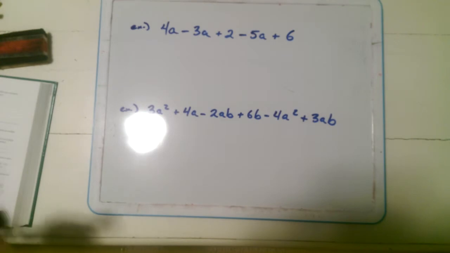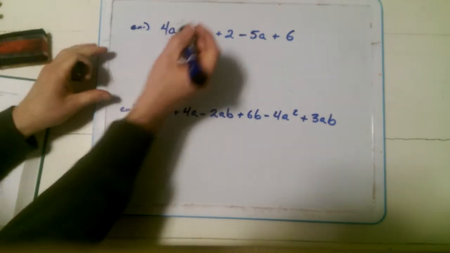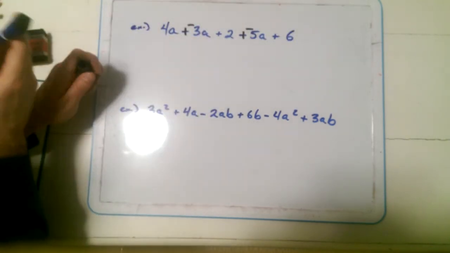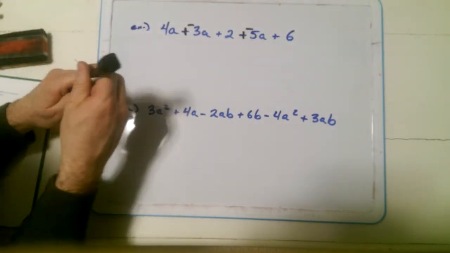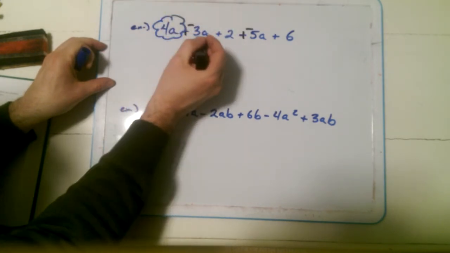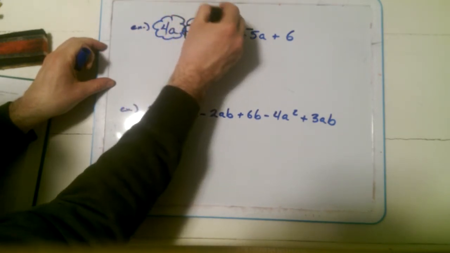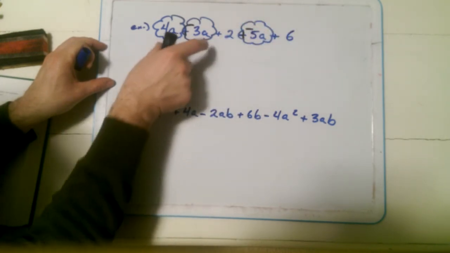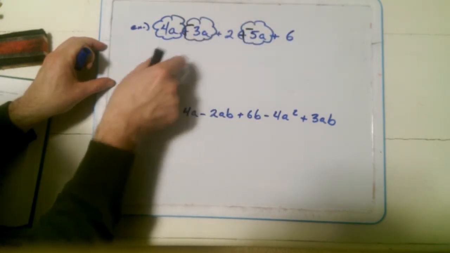Alright, so let's try these two out. We're going to get rid of our subtraction. This is plus -3, this is plus -5, and we're going to see what we can group together. Okay, there is our 4a. Oh, there's another a. There's a number, and then there's one more a. So we'll notice that we have 3 groups, all with the same variable.